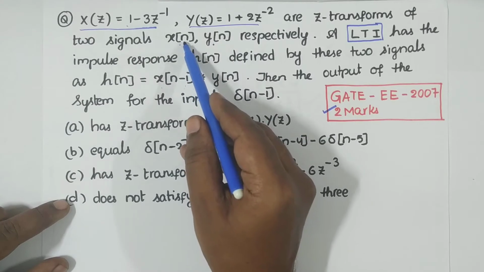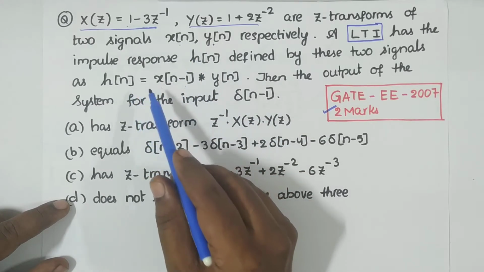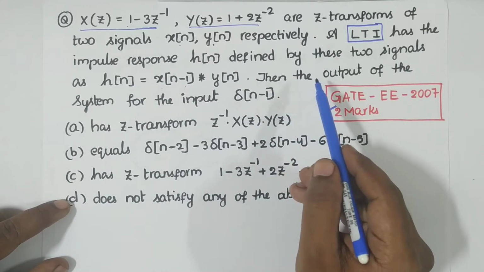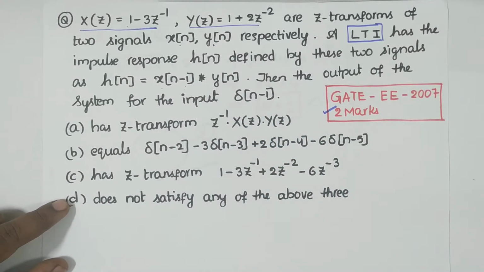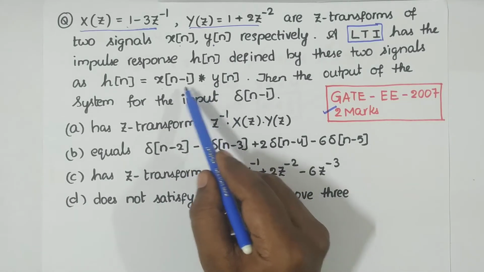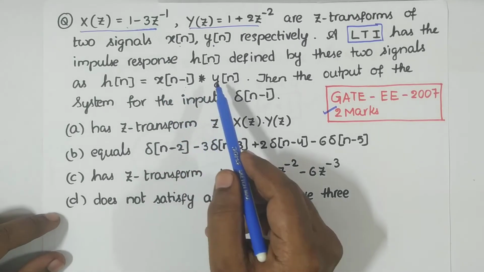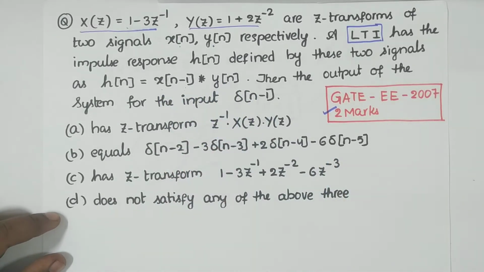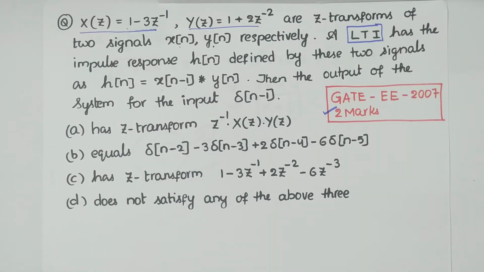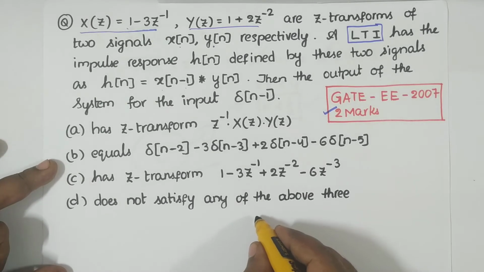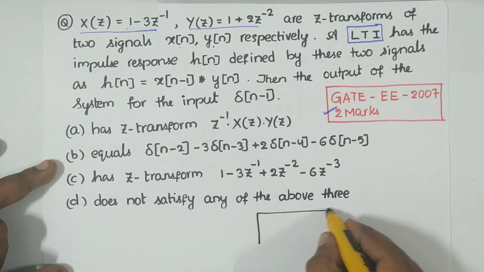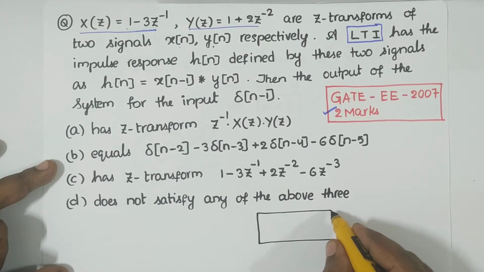Okay, and x of n is appearing as x of n minus 1 in h of n for this. Now then the output of the system for the input delta of n minus 1. Because you see x of n and y of n we have both included for h of n, and we think of these two as input and output respectively for now. So please don't think like that. X of n, y of n may not always work out as input and output respectively. So whatever it is, let us put things very simple, and this question is very simple to solve. There is no big deal in this.